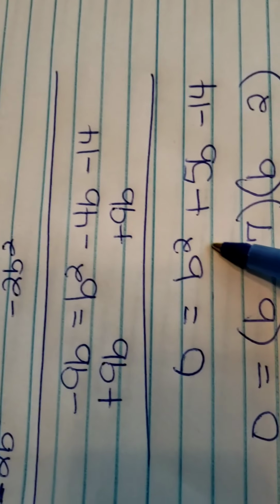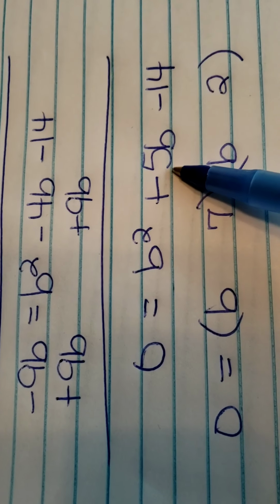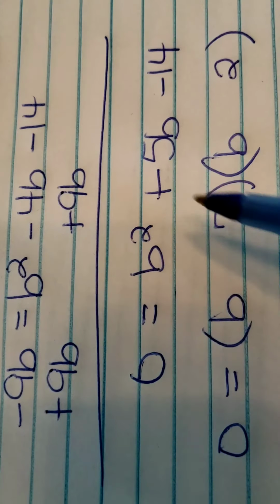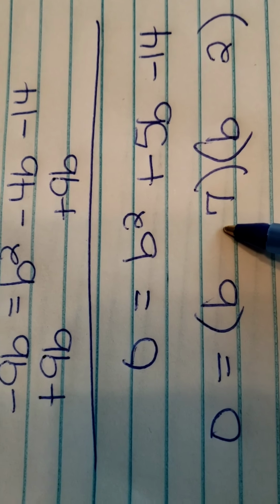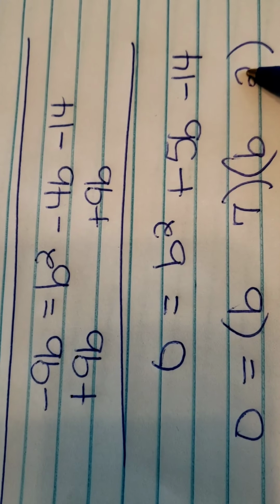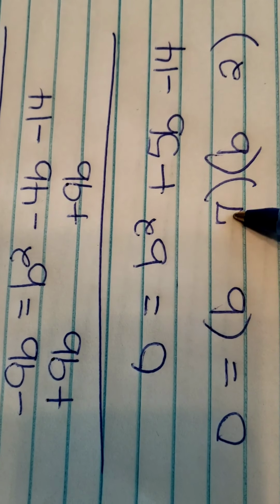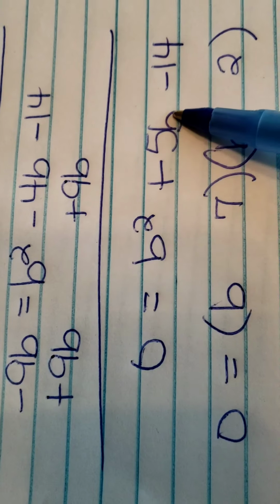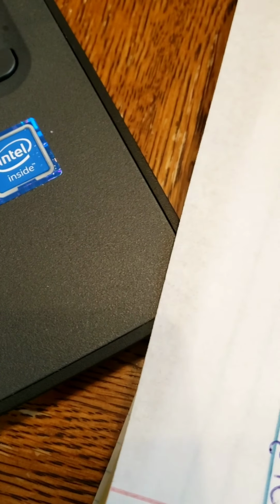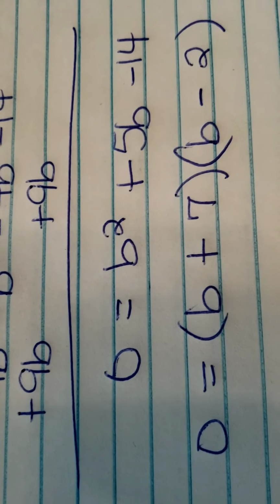Now, as I'm looking at my work, I notice that this 5 is positive, which means that the 7 has to be positive. And this is going to be negative because I have to get this minus 14, okay? But I also know that 7 minus 2 will give me 5, so perfect, okay? So I get b plus 7 and b minus 2. Okay, this is what you should get.